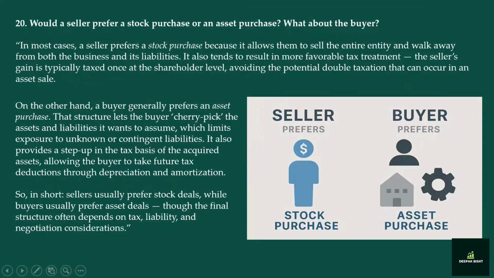Question number 20 is about, would a seller prefer a stock purchase or an asset purchase? And what about the buyer? We just discussed the three types of deals, and let's discuss it one more time. First, the two deal types are stock purchases and asset purchases. The buyer buys the shares of the company in a stock purchase deal, and the buyer takes over everything: assets, debt, contracts, potential lawsuits, and all. And the seller gets paid for the shares and walks away clean.